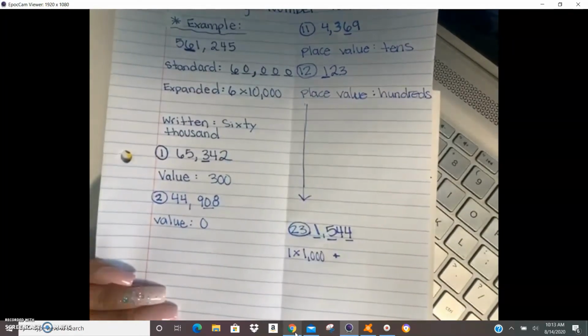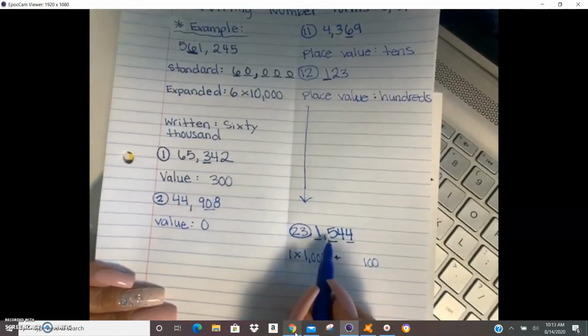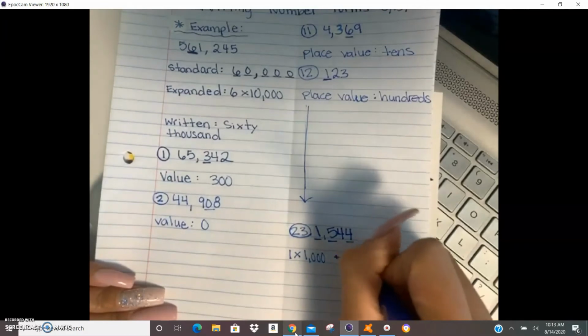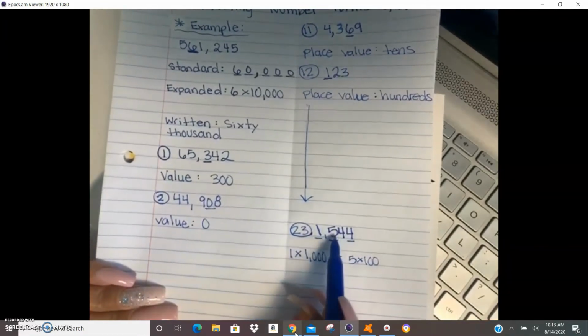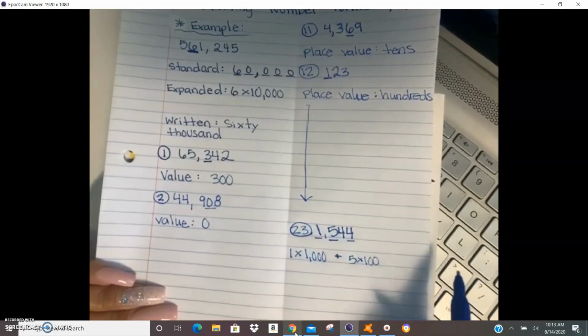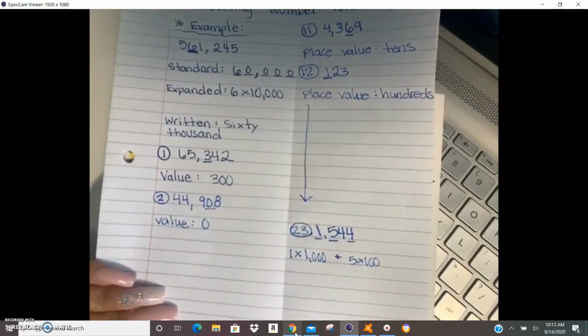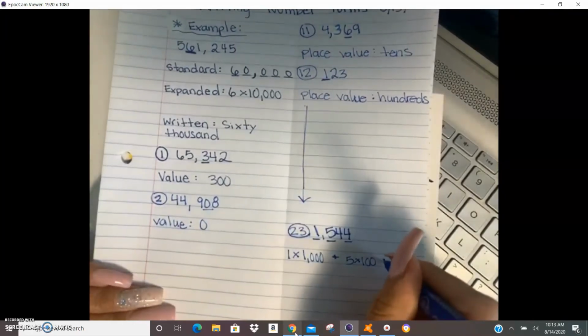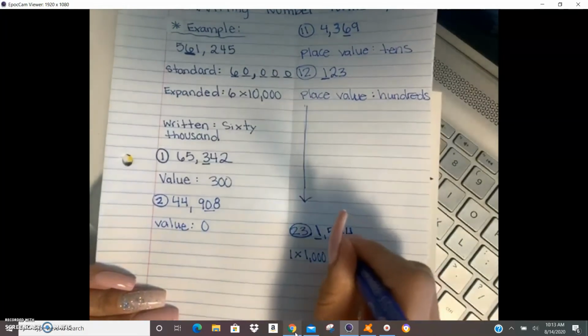The next place value is the hundreds place. How many hundreds do I have? I have 5 hundreds. So I have 100 5 times. This really would look like 100, 100, 100, 100, 100. So that means 5 times 100 because I have it 5 times. Okay, now a plus sign to now tell me the next value.